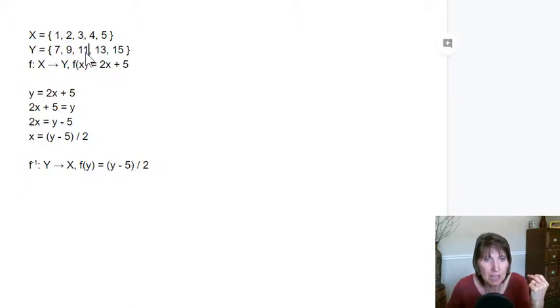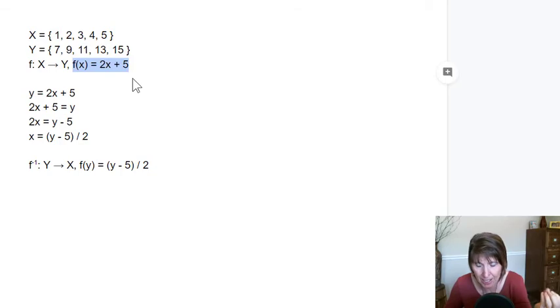We take 11 minus 5, that's 6. We divide it by 2, we get 3. We take 13, subtract 5, that's 8. We divide it by 2, we get 4. We take 15, subtract 5, we get 10. Divide it by 2, and we have 5. So that's how you do it when it's a function that's written in a way that tells us how the function acts on x.